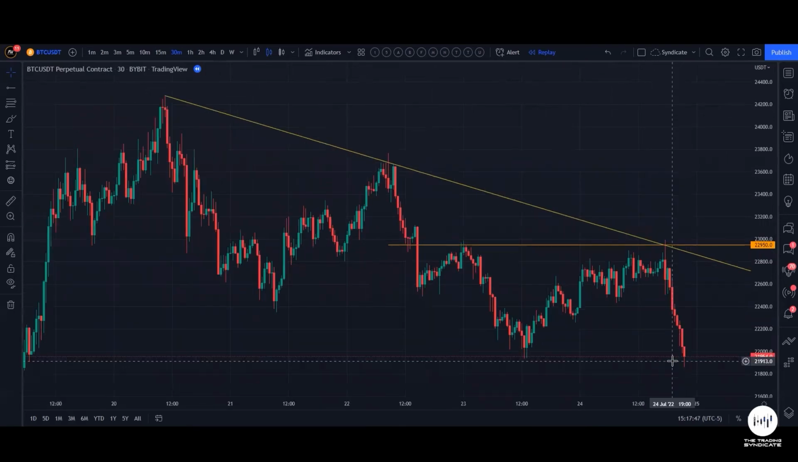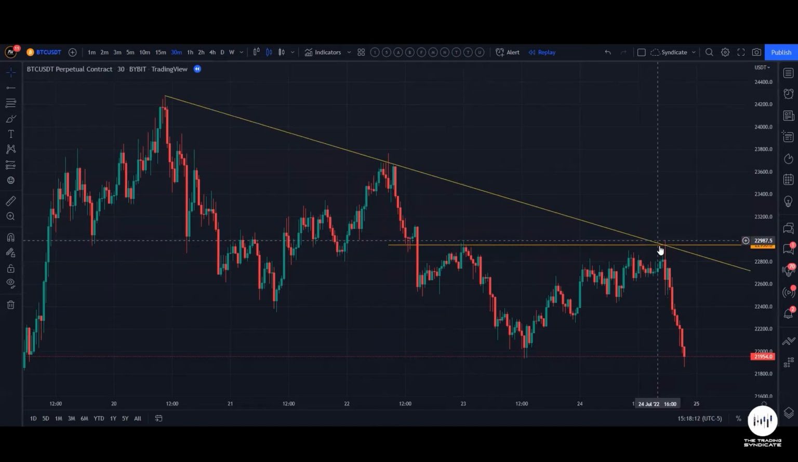Once again, guys, these lines are just acting as guides. Notice here, we have a bit of a wick touch above it, same thing here, but overall, these lines should just be used as guides to assist you in the general area for where a rejection is likely to occur.